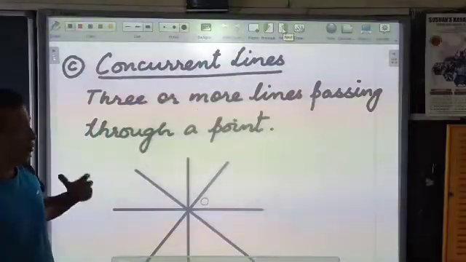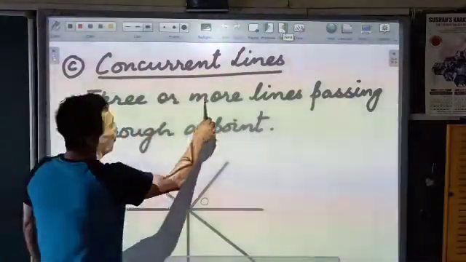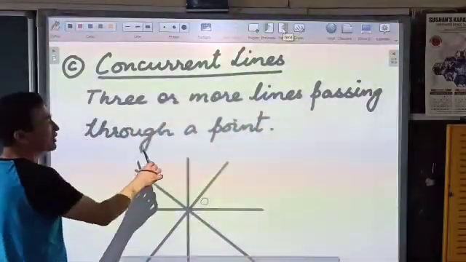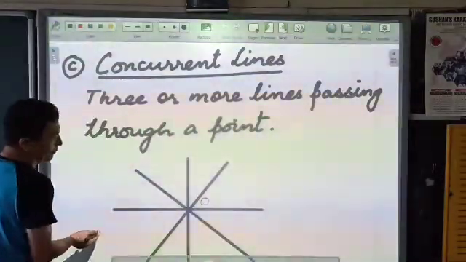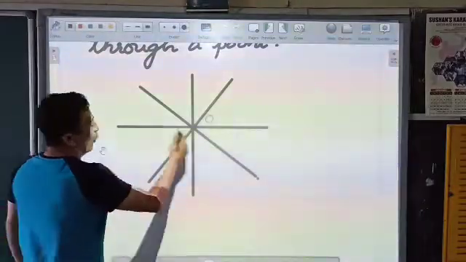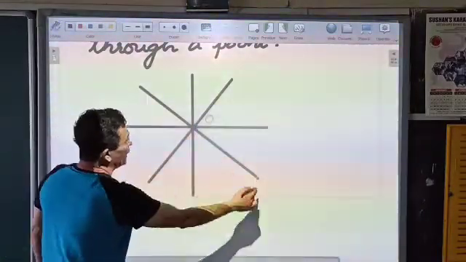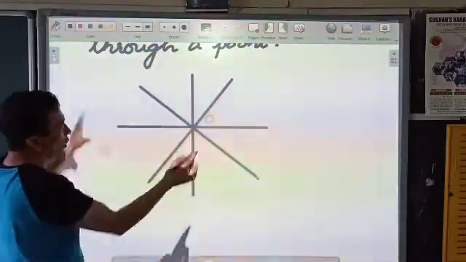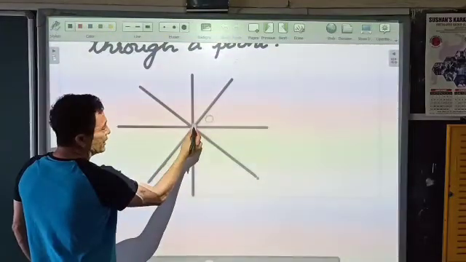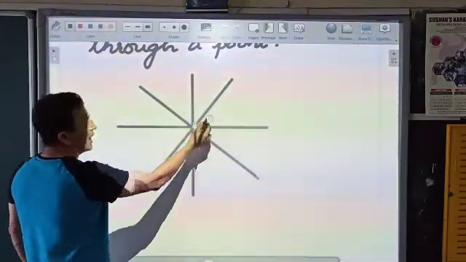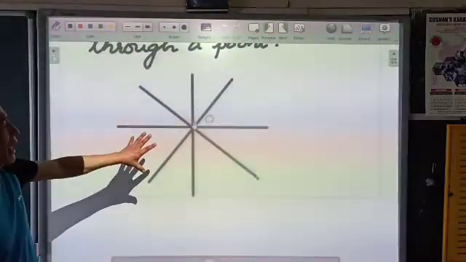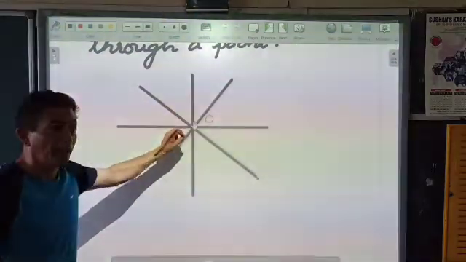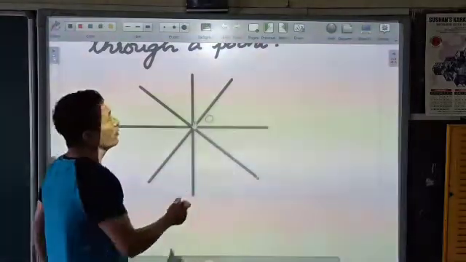Concurrent lines. Now what are concurrent lines? Three or more lines passing through a point. You can see an example here. I've got one line, two lines, three lines and four lines. And all these four lines are passing at this point, which is named as O. So these kind of lines which are passing at a single point are called concurrent lines.